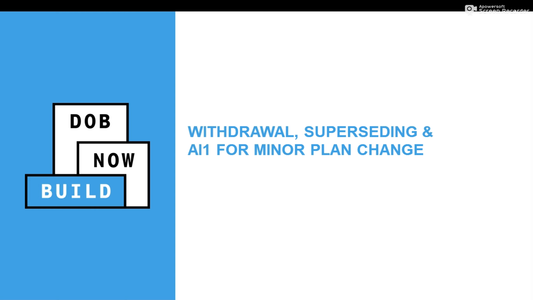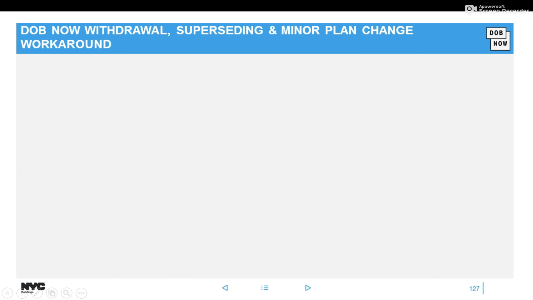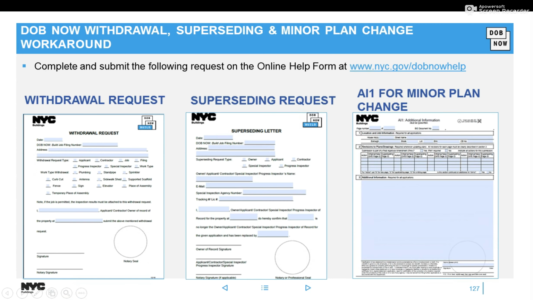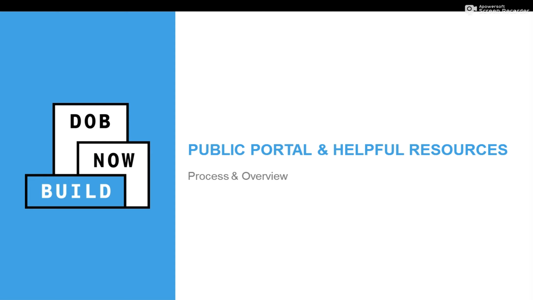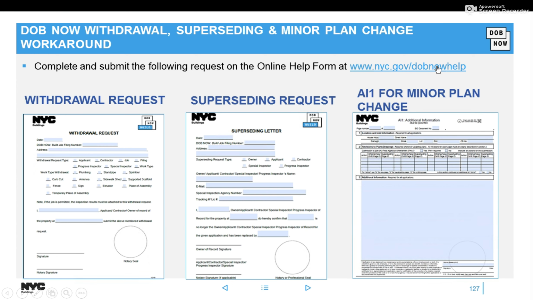So let's talk about the forms that are still on paper. Earlier I mentioned that some forms are still on paper, and I'll explain which ones. Withdrawals, supersedes, and AI1s are still on paper, and you have access to them by going to nyc.gov/DOBNowHelp. I'll go onto that link so you can see how that works.